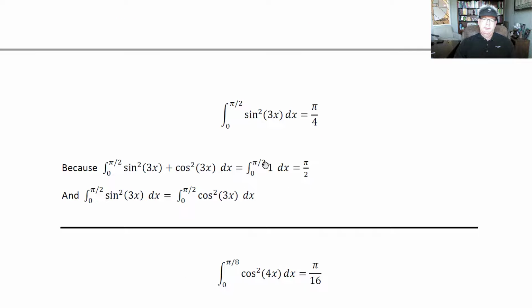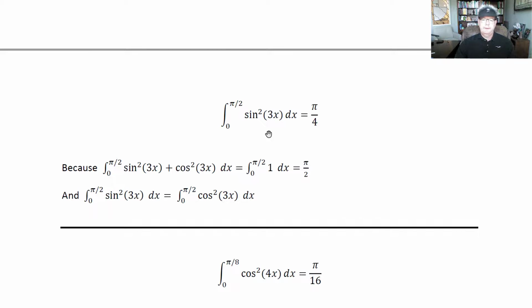So again, if my limits are quadrant angles, I know the length of the interval is pi over 2, so this is going to give me half that, pi over 4. Because sine squared of 3x plus cosine squared of 3x is 1, so that integral would be just the length of the interval. And they're each going to contribute the same amount, so they each contribute half of this, pi over 2, which will be pi over 4.